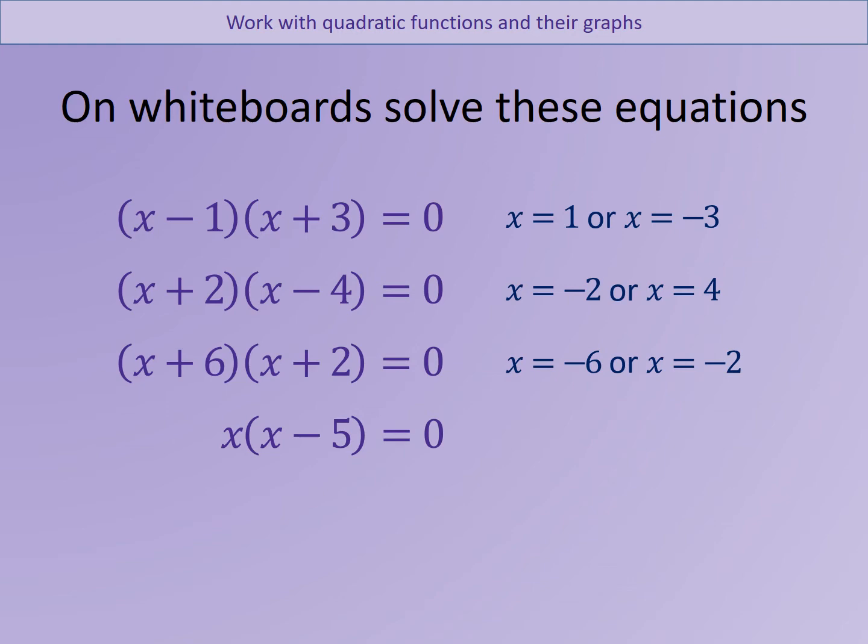Last but by no means least, in this one, we have x on its own, but that's almost as if you have a bracket with x - 0 inside it. So the two values of x that make these brackets equal to 0 are 0 and 5.